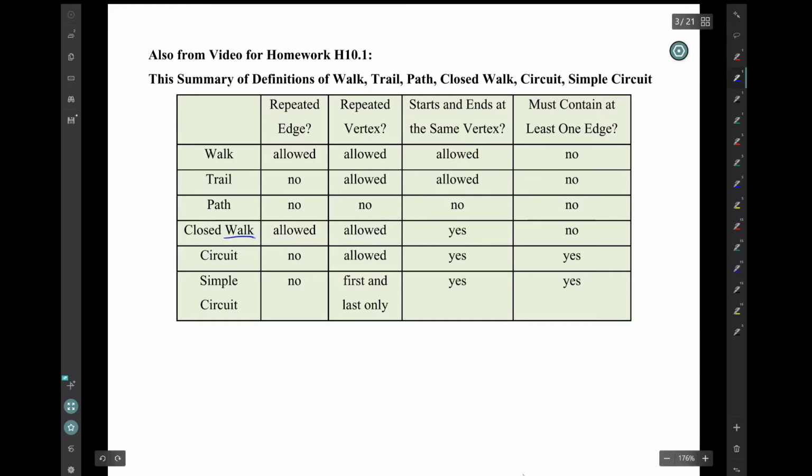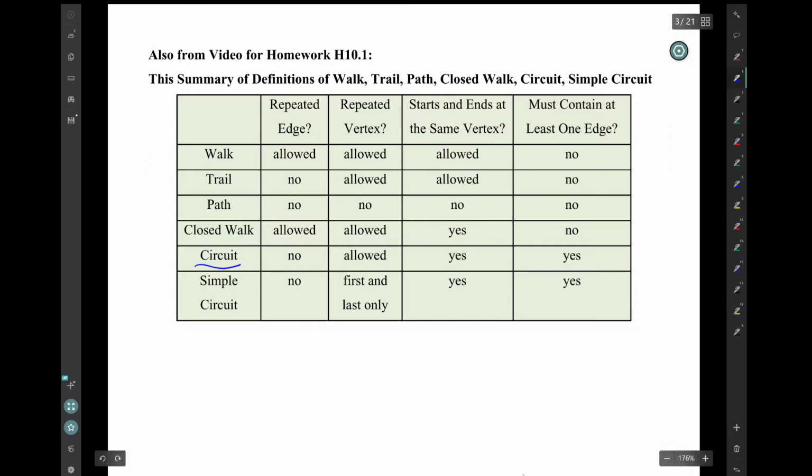Now, a closed walk is a modification of a walk. That is, repeated edges are allowed in a closed walk and in a walk. Repeated vertices are allowed in a closed walk and a walk. The difference is a closed walk is required to start and end at the same vertex, whereas with a regular walk, it's just simply allowed. So every closed walk is a walk, but not the converse. There are walks that are not closed walks. And closed walks, like regular walks, don't have to contain any edges.